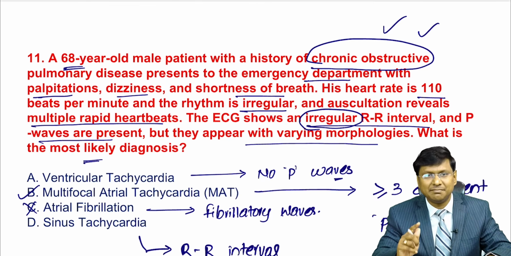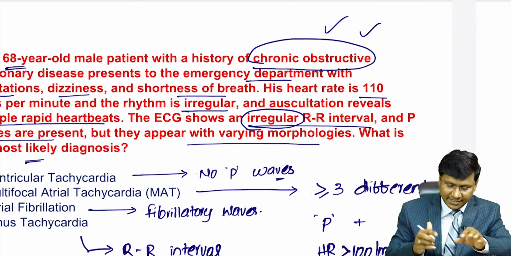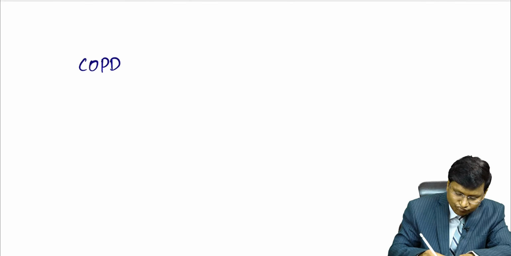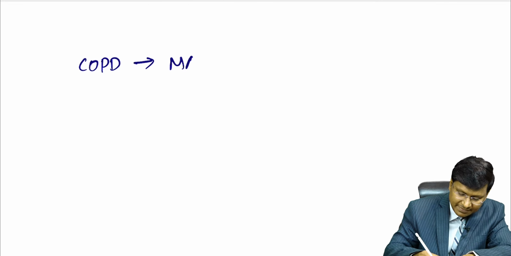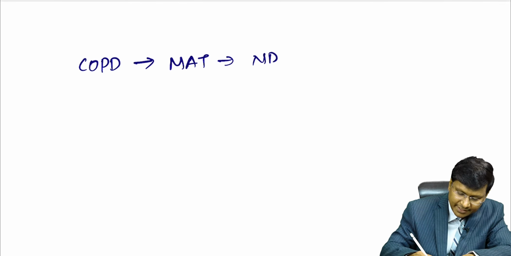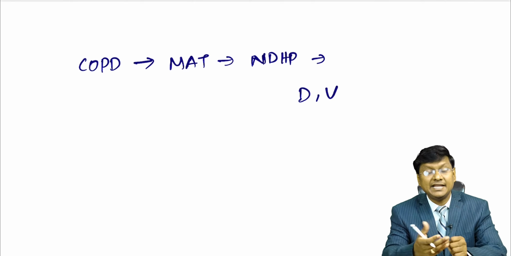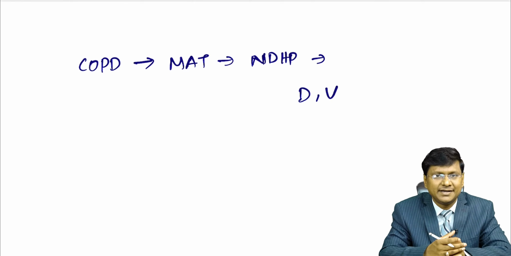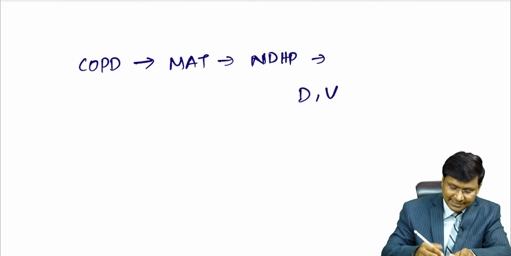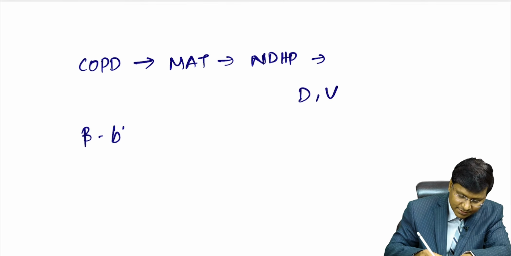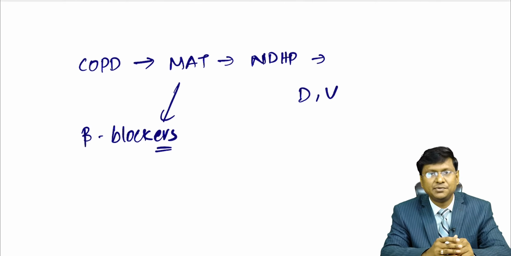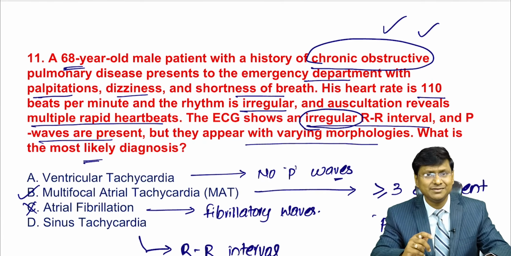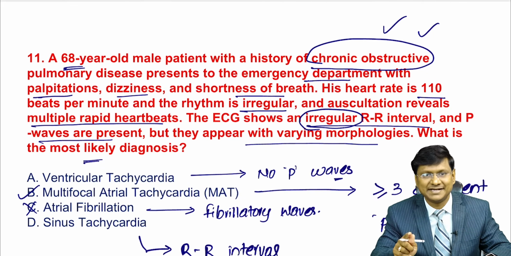And in patients with this MAT, what is the treatment? See, if it is secondary to COPD where we cannot give beta blockers, in these patients with MAT, the preferable treatment will be non-dihydropyridine calcium channel blockers, and examples include diltiazem and verapamil. And if this multifocal atrial tachycardia is not due to COPD, then the preferable drugs will be beta blockers. So this question, the answer is multifocal atrial tachycardia, right?